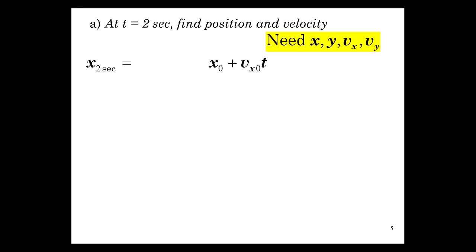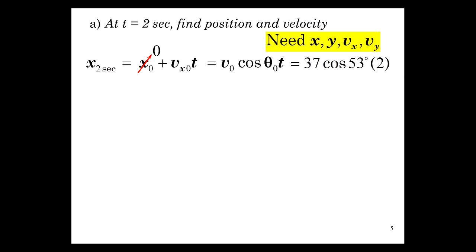Okay, at 2 seconds, let's find the position and velocity. The items we are going to need are the x position, y position, x velocity, and y velocity to fully specify the position and velocity. So, x at 2 seconds, initial plus vx0 times t. Well, there is no initial position. It's 0. So it's vx0, which is v0 cosine of theta, theta 0 specifically, because that angle changes as well, times t. So 37 cosine of 53 times 2, 44.5 meters.